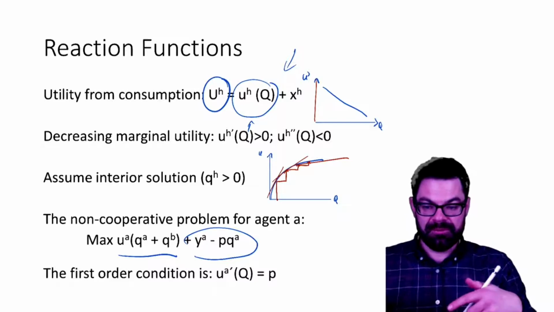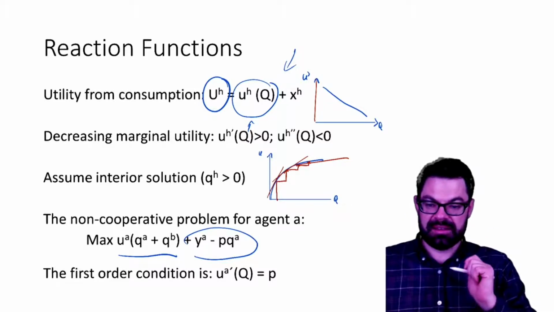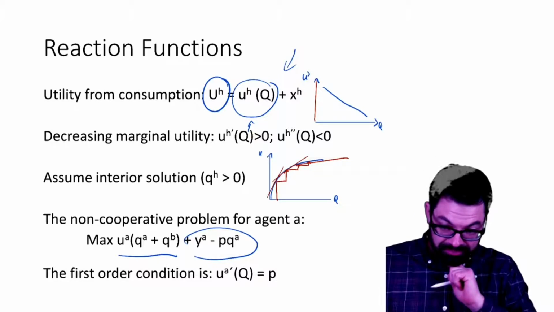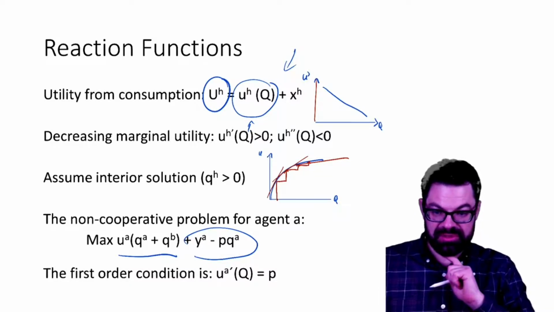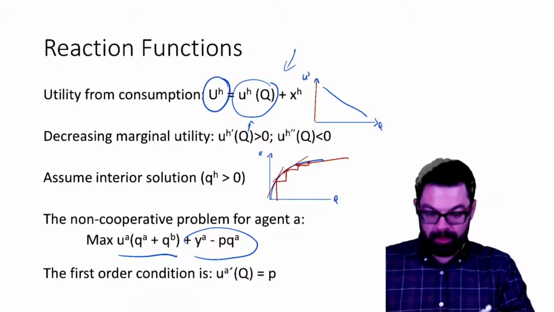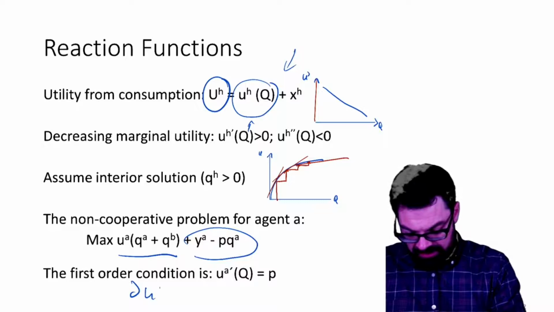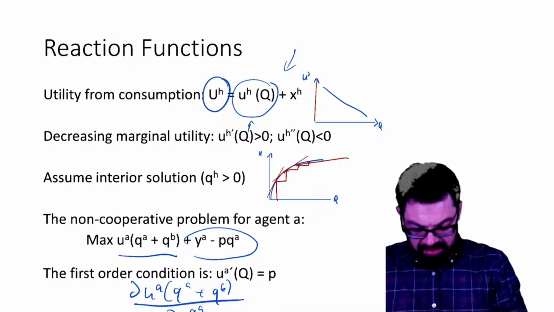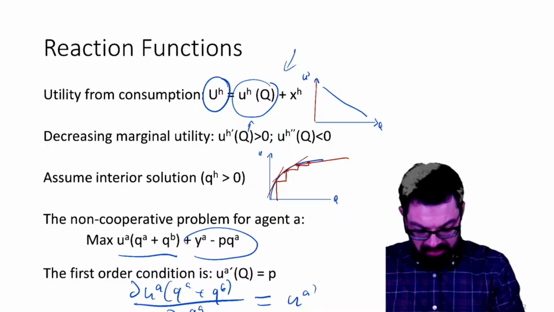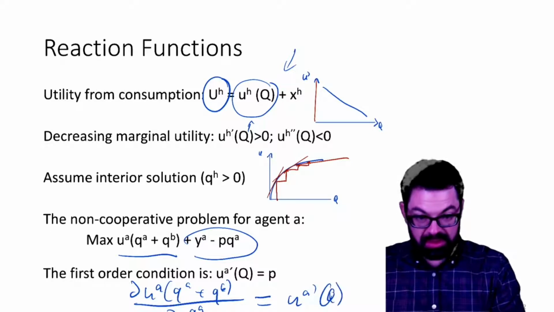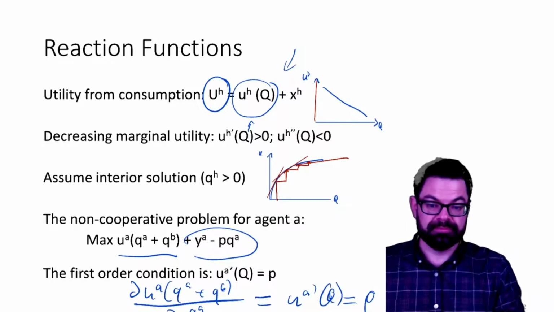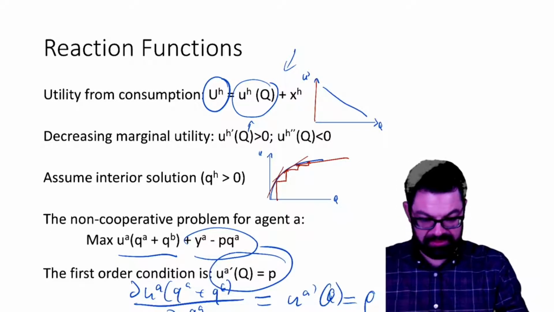Right? So if we take the first derivative of that utility function with respect to QA, what we get is the derivative of this with respect to QA, which we simply denote here as UA prime Q, and that equals P. Okay, that's the first order condition we get here.